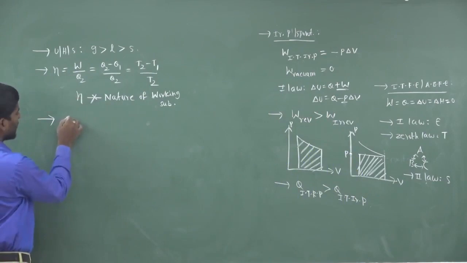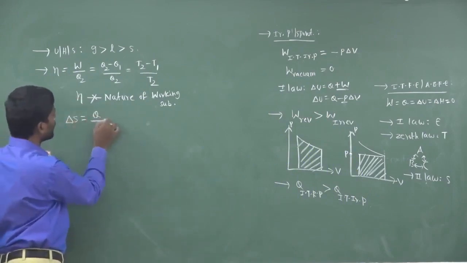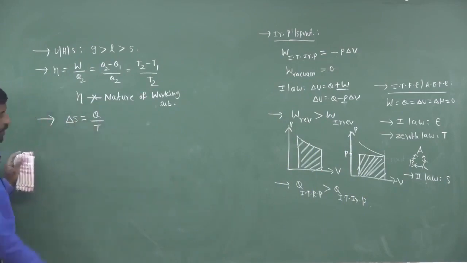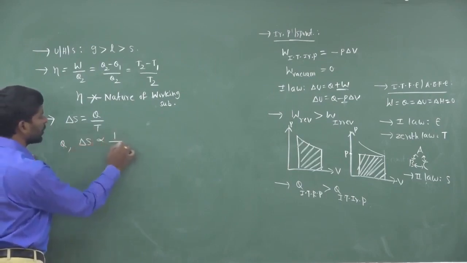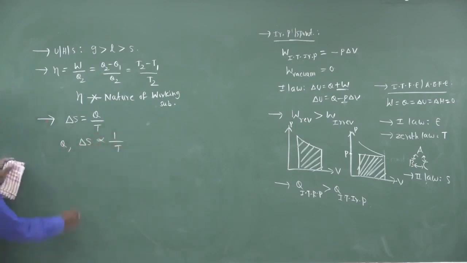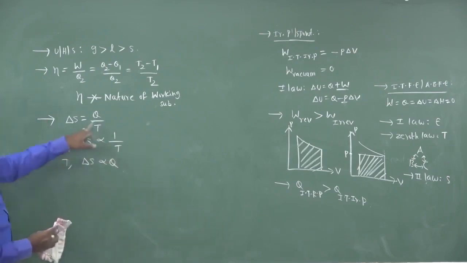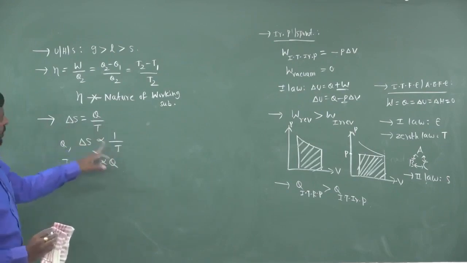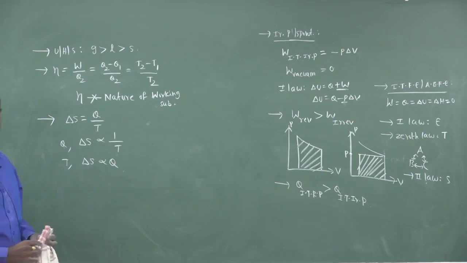So from this we get the expression for entropy change. What is the expression for entropy change? Delta S is equal to Q by T. For a given amount of Q, delta S is inversely proportional to temperature. At a given temperature, delta S is directly proportional to Q. If you fix Q, delta S is inversely proportional to temperature. If you fix temperature, delta S is directly proportional to Q.